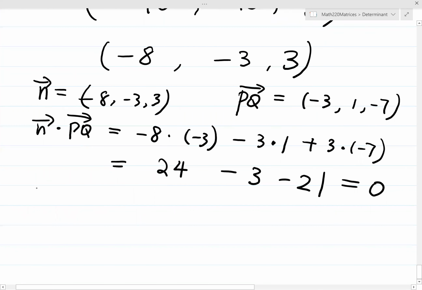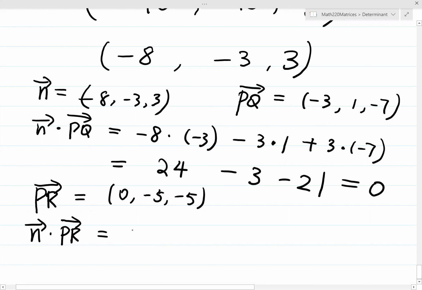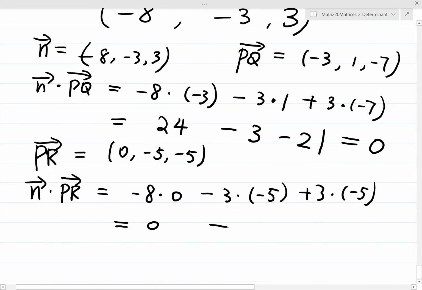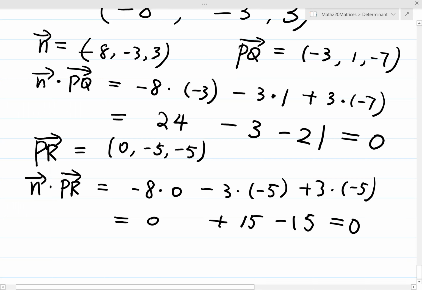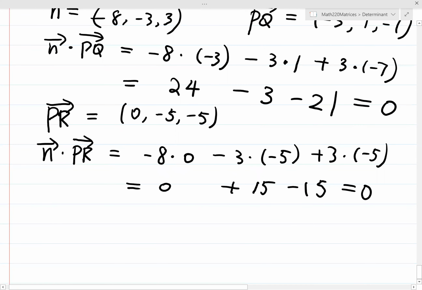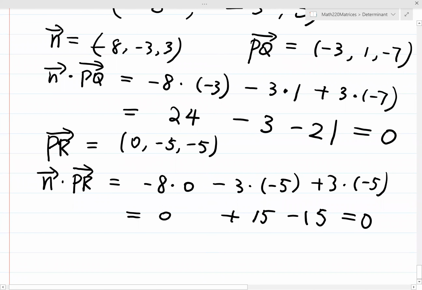You can also check with PR. PR is (0, -5, -5). You just check n dot product with PR. Then you get -8 times 0, plus -3 times -5, plus 3 times -5. So this is 0, this is 15, this is minus 15, so you get 0. So this is also perpendicular. So this is indeed the normal vector, a normal vector perpendicular to the plane.